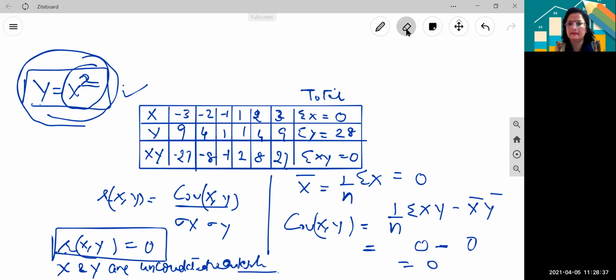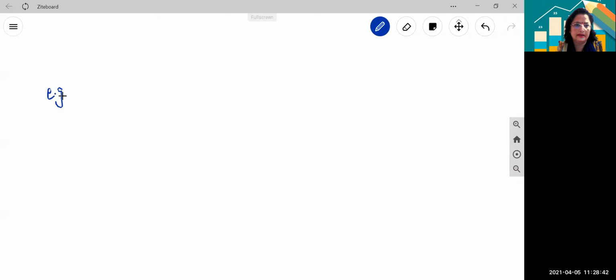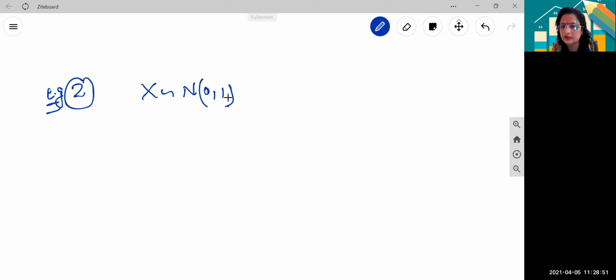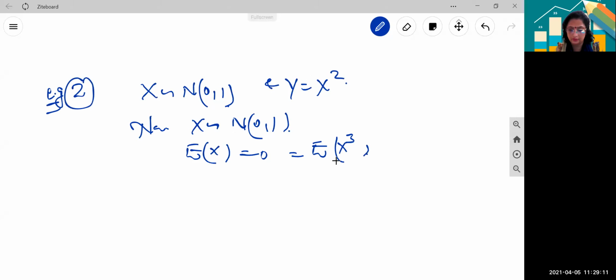Yes. So next example for the same. Example number 2. Suppose x is a random variable which follows normal distribution with mean 0 and variance equal to 1, and y is equal to x square. Now, we know that when x follows N(0, 1), the odd order moments are 0. It implies expectation of x is 0, which is equal to expectation of x cube.